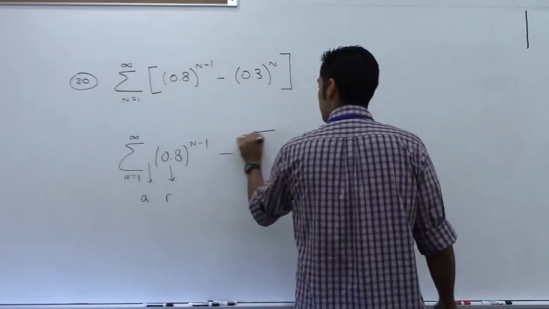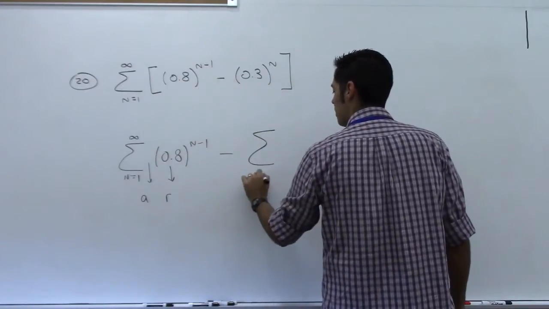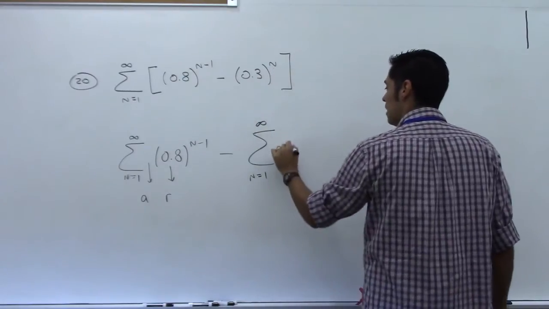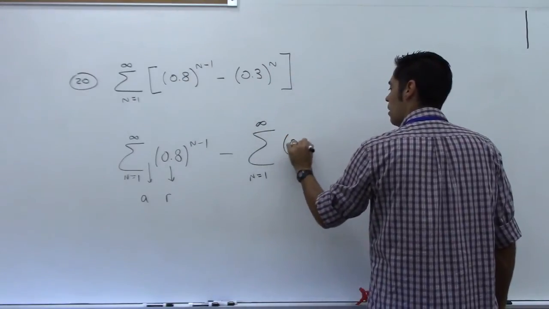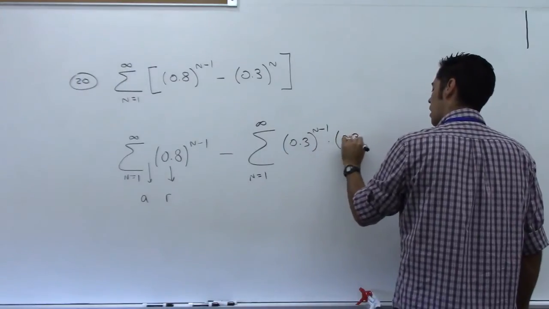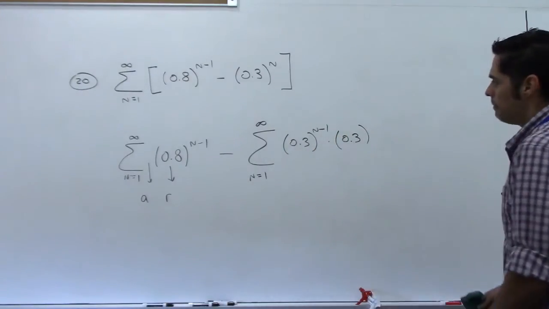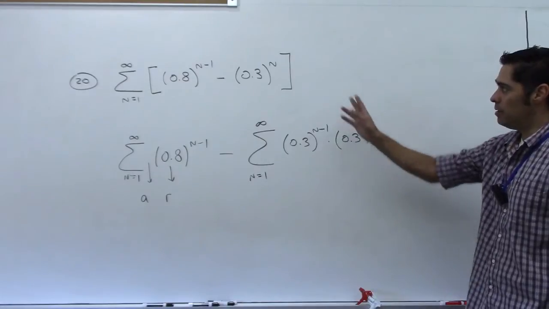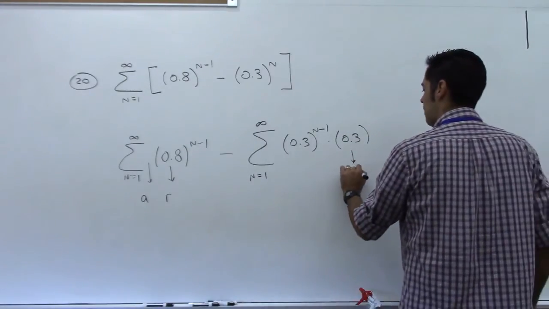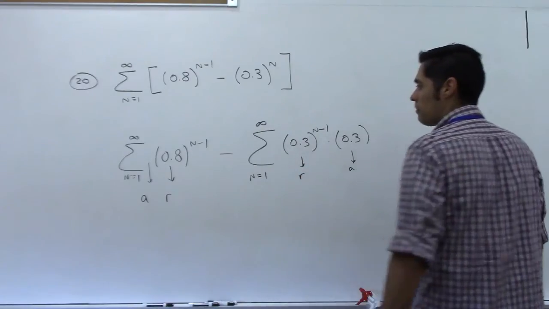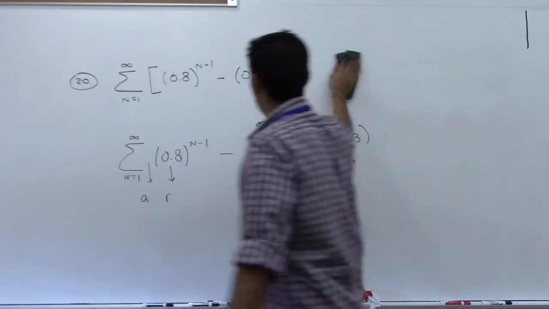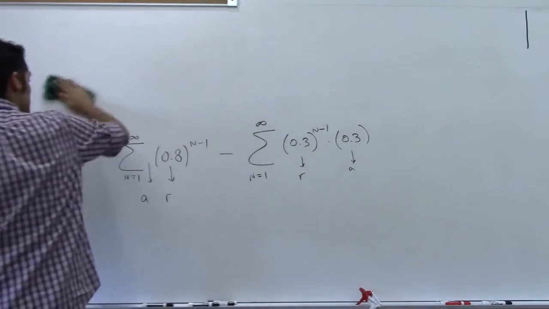Minus, now I have another sum, so I'm splitting this up into two sums, n equals 1 to infinity. This one is to the n, so I need it to be n minus 1. So how about 0.3 to the n minus 1 times 0.3, like that. So again, peeling off 1 using the hidden 0. So this time, this is my a, and this is my r, and the absolute value of r is less than 1. So we're going to get two convergent geometric series here.